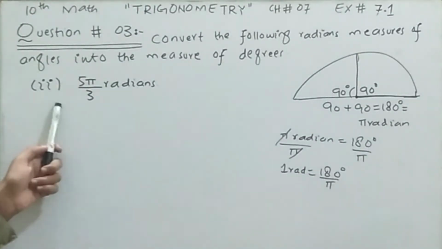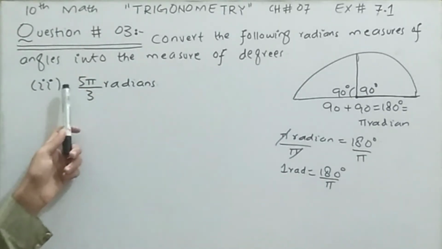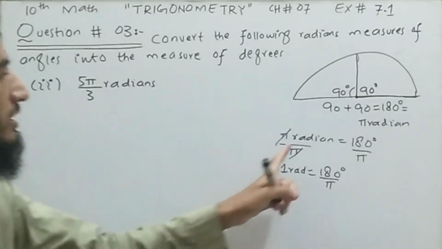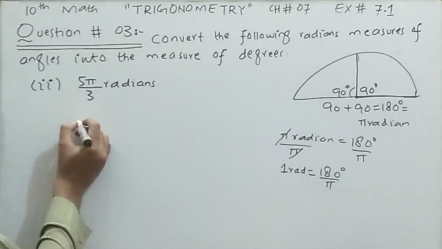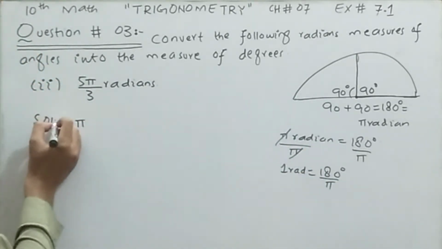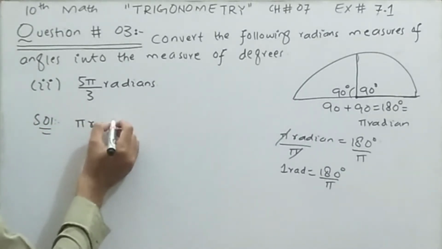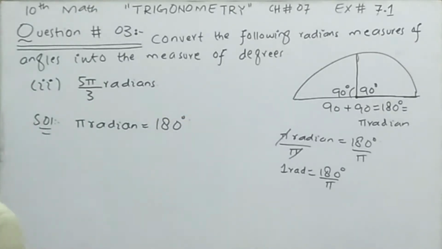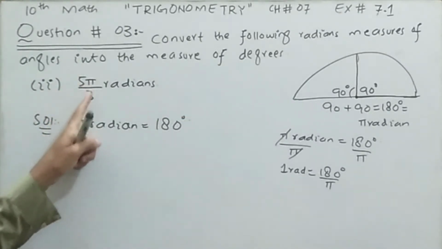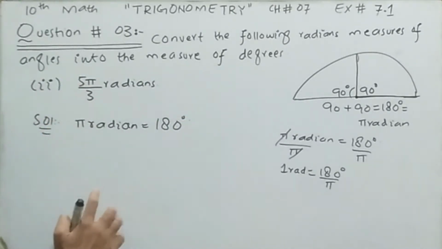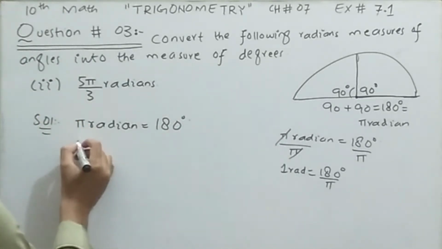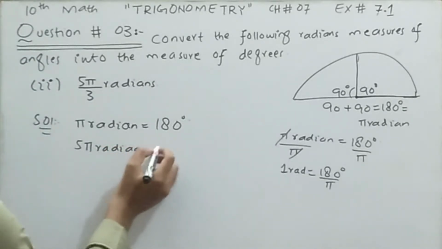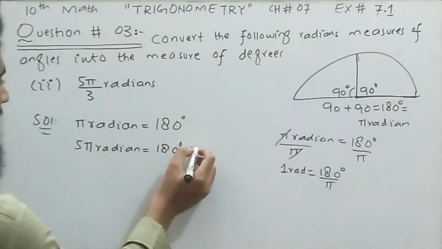Now move to the second part of question number 3. It tells us to convert 5 pi by 3 radian into degrees. So using this relation, solution: pi radian will always be equal to 180 degrees. Now in the given question we have 5 pi by 3. Here pi is present already, so we will multiply both sides by 5. It becomes 5 pi radian, and on this side we are left with 180 degrees multiplied by 5.